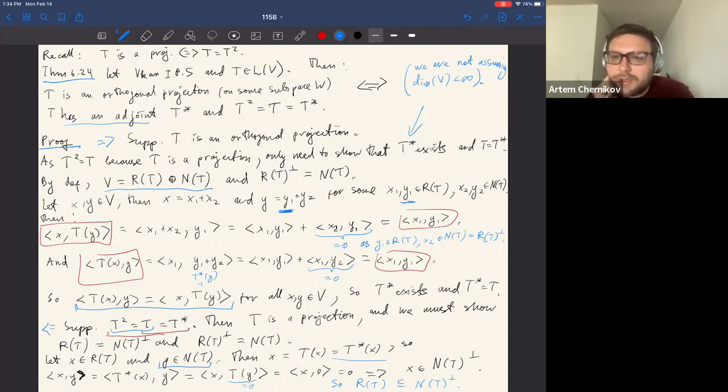Well, let me see a question in the chat. How did we go from xy to T star xy? Okay, so this question is about this equality. This we did by looking at this, right? So x is equal to T star of x. This is part of the assumption that T is equal to T star and T is a projection. Okay, so we have this inclusion: the range is contained in the orthogonal complement of the null space. But this is not enough, so we have to show the converse inclusion as well, right? Because we're trying to show the equality.